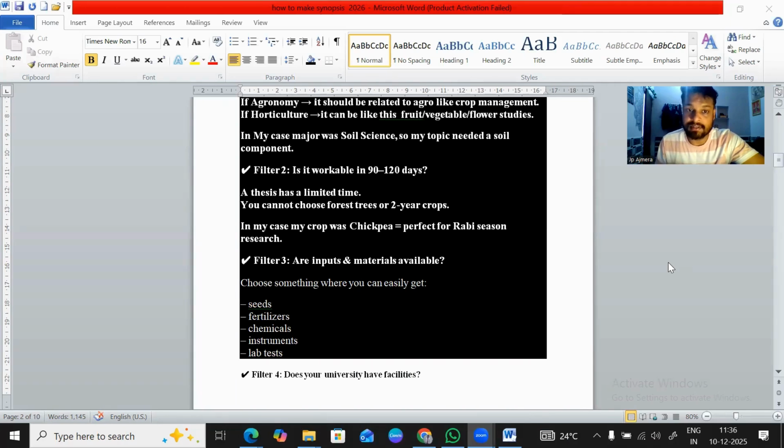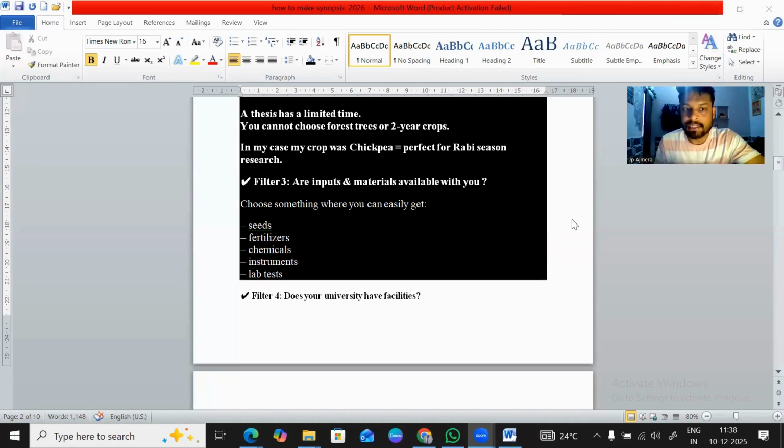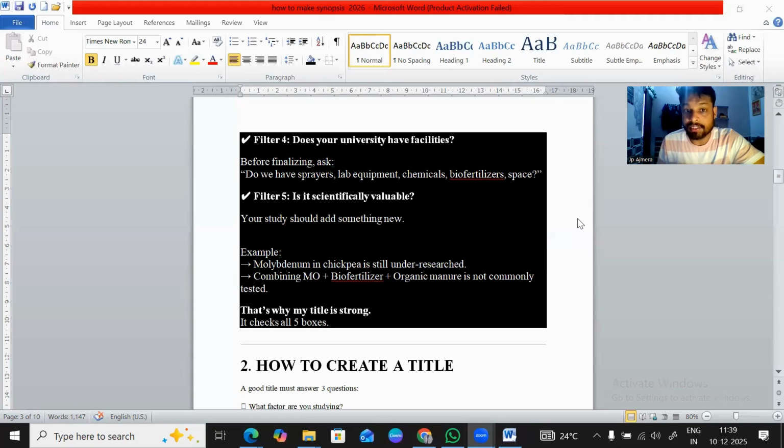Filter number two, is it workable in 90 to 120 days? A thesis has limited time. You cannot choose forest trees or 2 year crops. In my case, my crop was chickpea, perfect for Rabi season. Filter number three, are inputs and materials available with you? Choose something where you can easily get seeds, fertilizers, chemicals, instruments, lab tests. Filter number four, does your university have facilities? Before finalizing, ask, do we have a sprayer, lab equipment, chemicals, biofertilizer space?